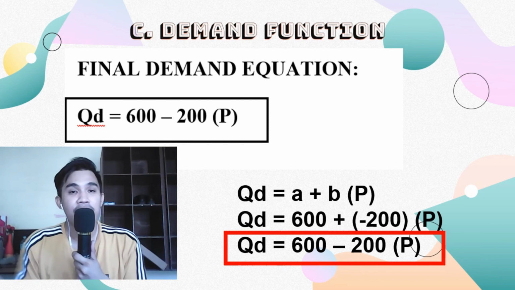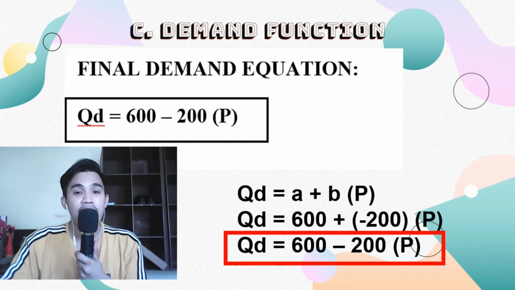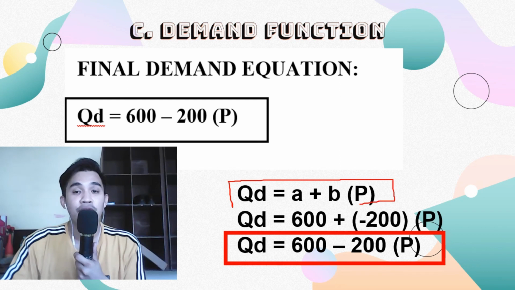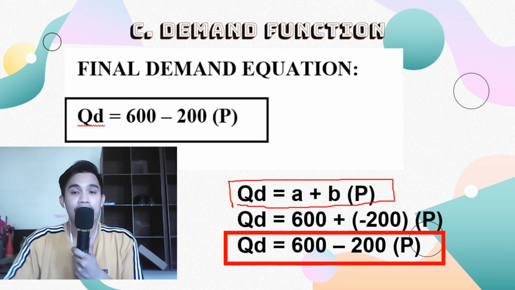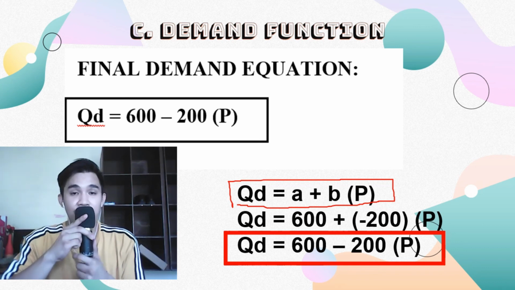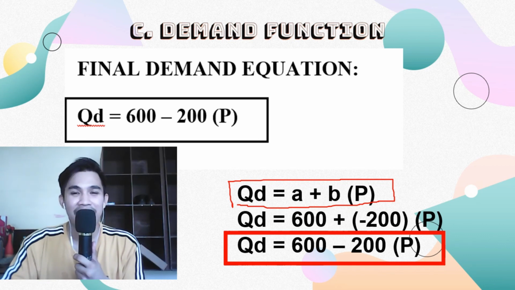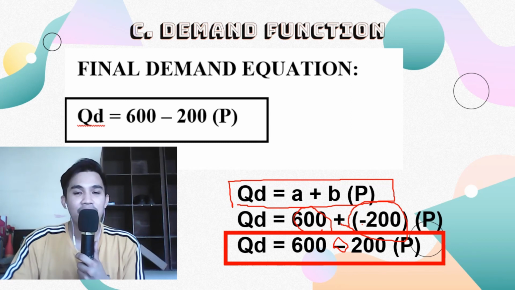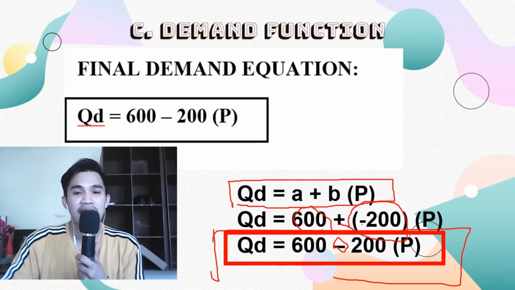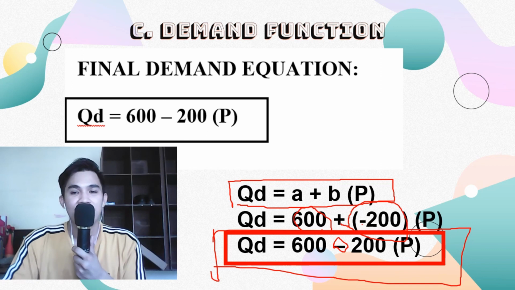So we have now our final demand function. All we need to do is to substitute the values of A and B. So QD is equal to A plus B times P. QD is equal to A. Our A is 600. And our B is negative 200. Positive times negative becomes negative. So QD is equal to 600 minus 200 times P. That will be our final demand equation. Okay? So let us proceed.